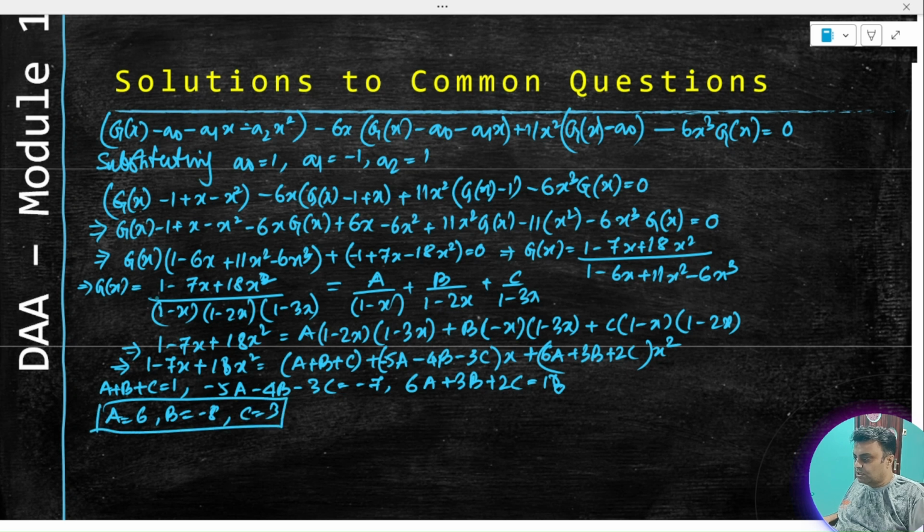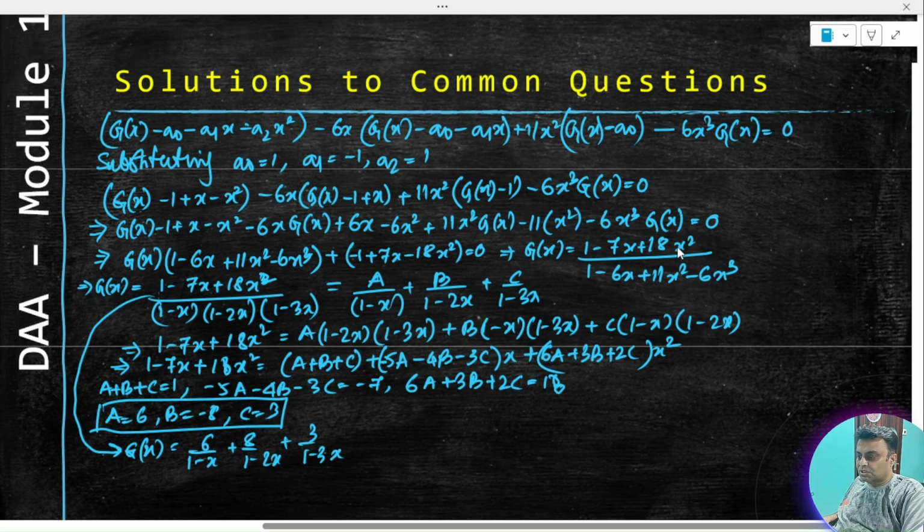So you put them here. You will get gx as equal to 6 by 1 minus x, minus 8 by 1 minus 2x, plus 3 by 1 minus 3x. So the same funda as we used earlier, 6 by 1 minus x is actually sigma of n equal to 0 to infinity x to the power of n from the earlier table, right? The same thing. It's actually similar to the last problem. So I'm not showing you the table again.